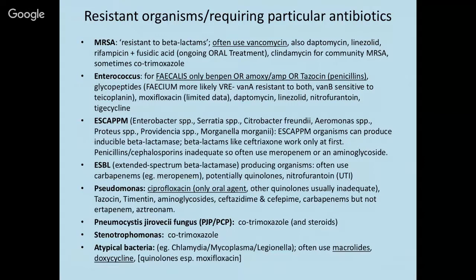Again, you've got limited options, but there are things like daptomycin and linezolid, and nitrofurantoin is an old antibiotic they use mainly for UTIs, but not much anymore because it has quite a few side effects. ESCAPPM is another term you might hear. This is a group of bacteria, most of them gram-negative rods, that can produce an inducible beta-lactamase. At first, beta-lactams like ceftriaxone will work, but after a few days, the organism will start to produce beta-lactamase that will break them down.